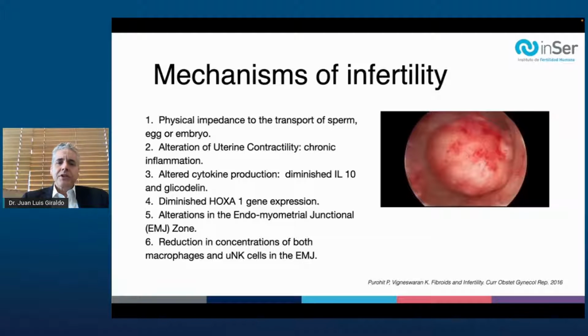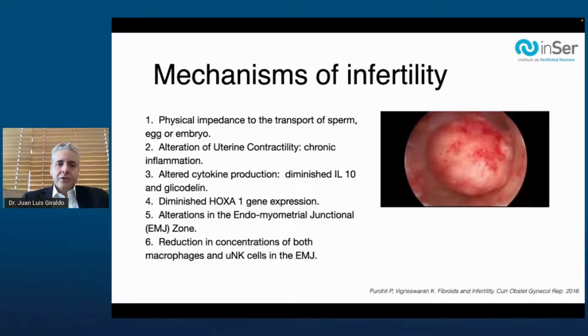Also, patients with fibroids have an alteration in the endomyometrial junctional zone. And this endomyometrial junctional zone can also have a diminished concentration of macrophages and uterine NK cells. So all these aspects can cause infertility in patients with fibroids.